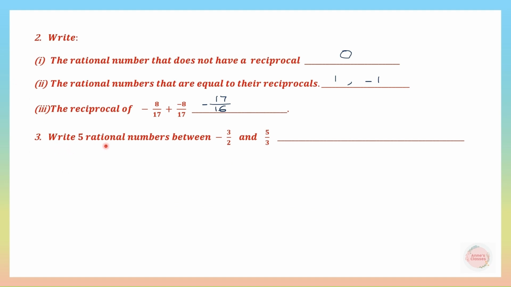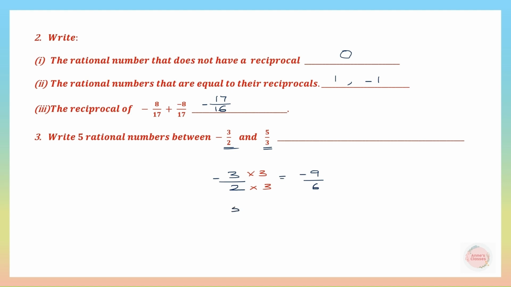Question 3. Write 5 rational numbers between minus 3 by 2 and 5 by 3. First thing we do is we find the LCM of the denominators 2 and 3, and the LCM is 6. So we take the first rational number minus 3 by 2. Here we have to change the denominator to 6. So we multiply 2 by 3, and we multiply the numerator also by 3. So what do we get here? 3 3s are 9 and 2 3s are 6.